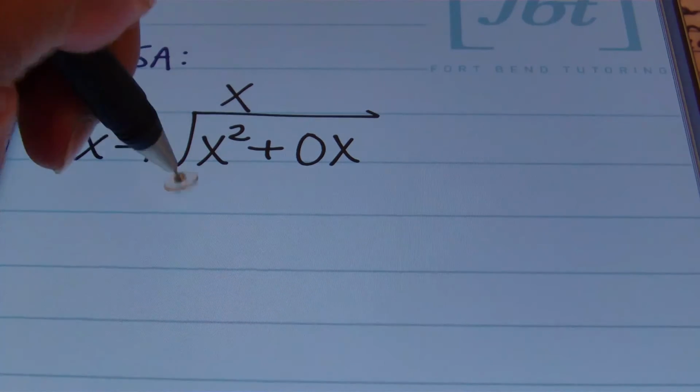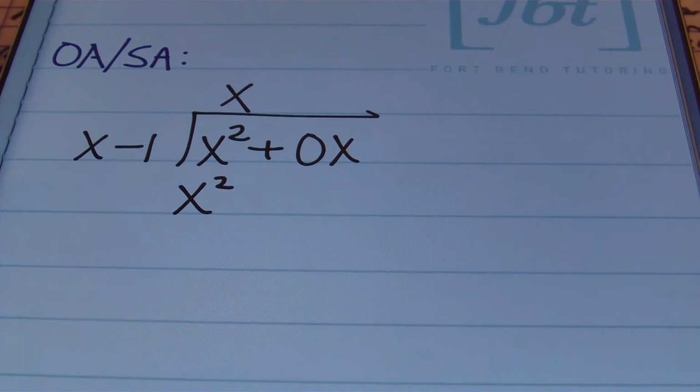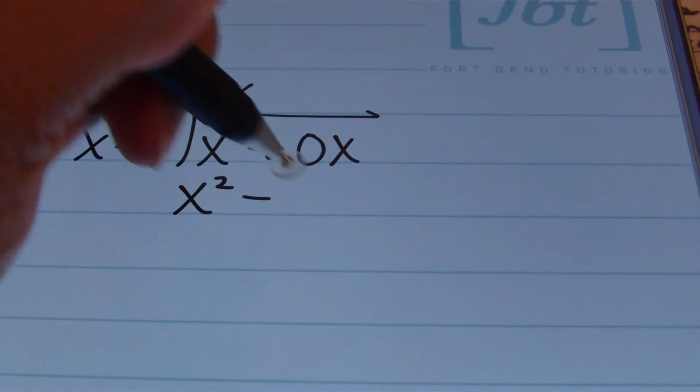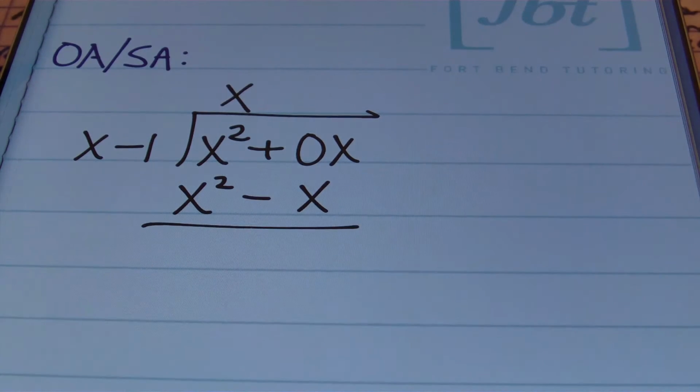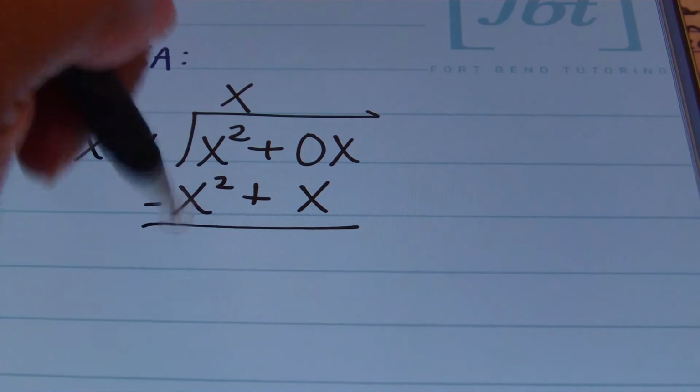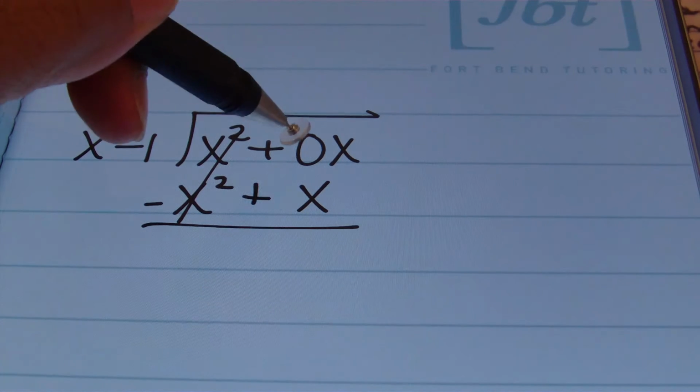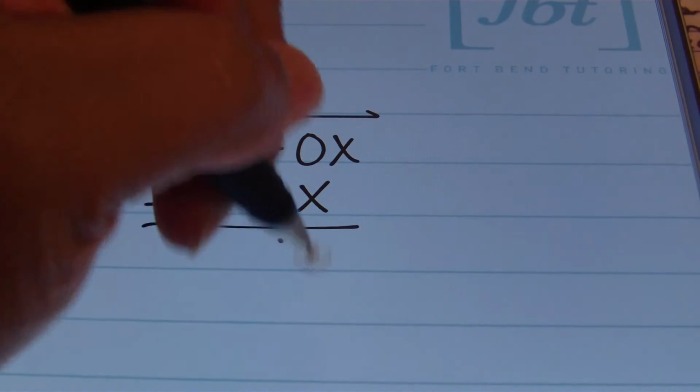So x times x is x squared, right? And then distributing that x times negative 1, it gives me negative x. And then what do you need to do? I need to change the signs. That's exactly right. I need to change the signs. What happens with the x squareds? They cancel out. And what's 0x plus 1x? Well, it's just 1x, right?